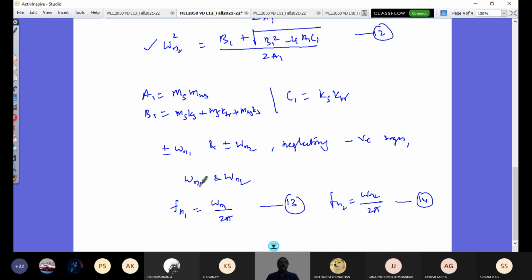So omega n1 refers to the natural frequency of the sprung mass. Omega n2 is the natural frequency of the unsprung mass. And you are given these by equation numbers 13 and 14 respectively. So this is where we stopped in the last class. I'm going to continue from here now.